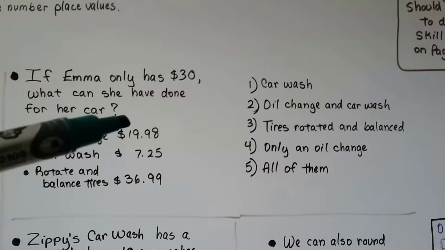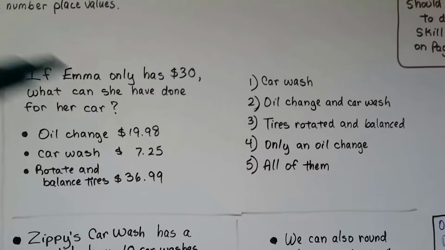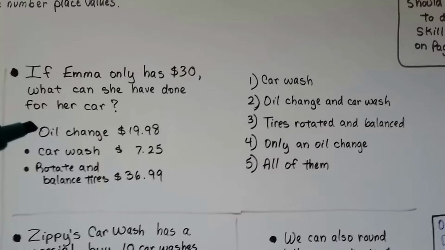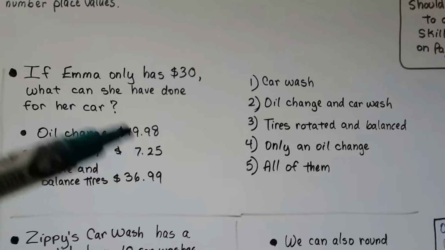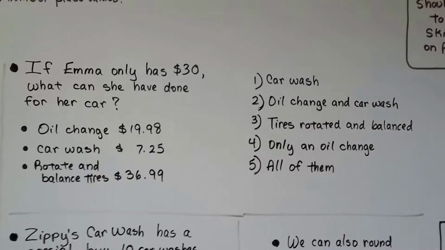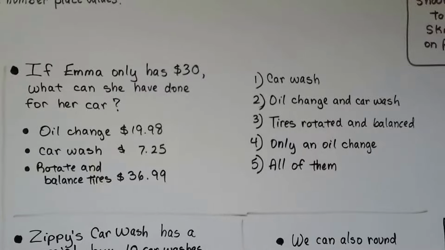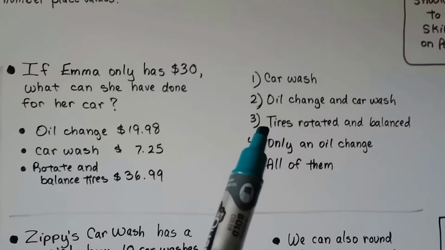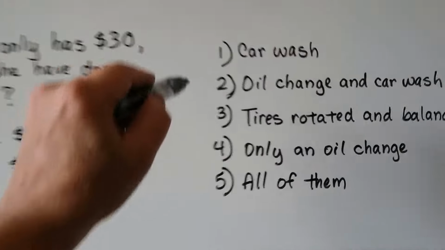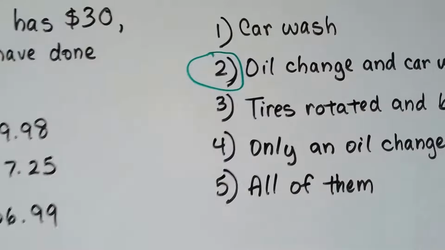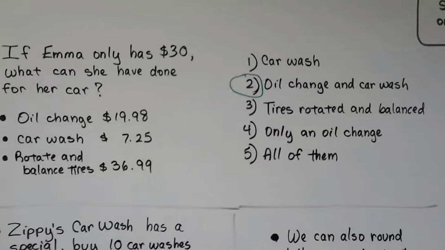So this $19.98 for the oil change rounds to $20. The car wash rounds to about $7. Together, that would be about $27. She would have enough for that, right? So if you said oil change and car wash, then you're right. It would be number 2. That's what she can get done if she wanted to do as many as possible, right?